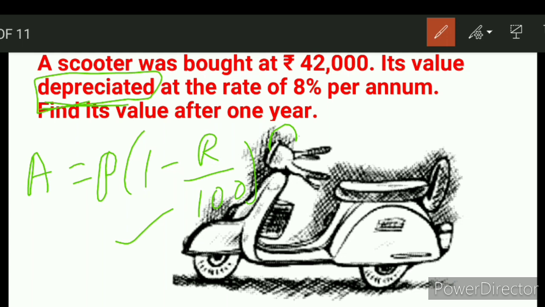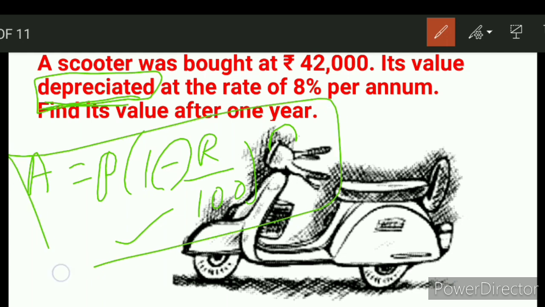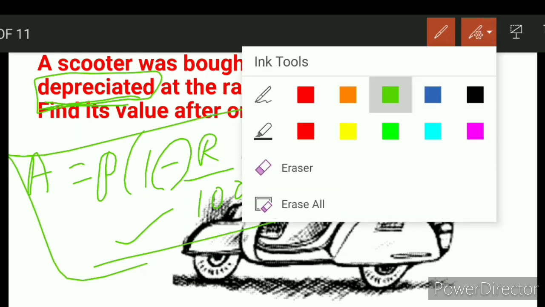Till now, we found interest. Interest always increases; we add interest to the principal, so for that we used the plus sign. Only in this problem it is given depreciated, so we should use minus. That's all. The method and everything else is the same.